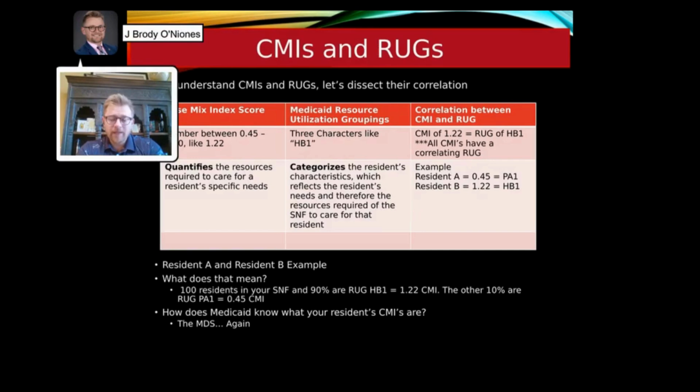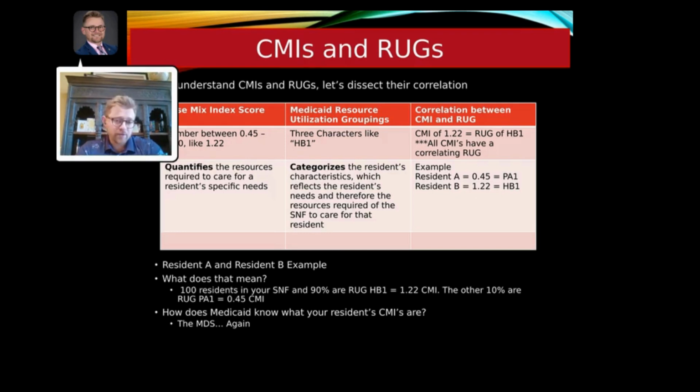All right, so if the Medicaid cost report is the foundation of our Medicaid rate, then what's the windows and the frame and the drywall and the roof and things like that? Well, insert CMIs and RUGs. Now, this will look very complicated at first, but once you get it, it's not complicated. The CMI, case mix index score, and the RUG, the resource utilization groupings, are saying the same thing just from different perspectives and probably from a different discipline. Okay, so let's look at CMI first, then we'll look at RUGs, then we'll see how they correlate.